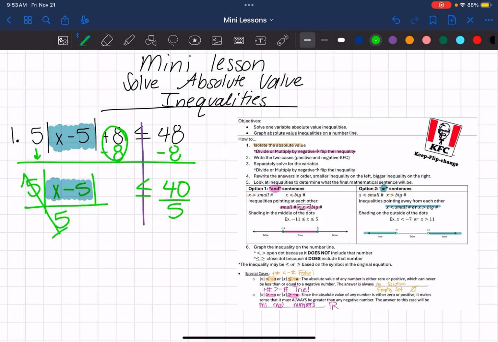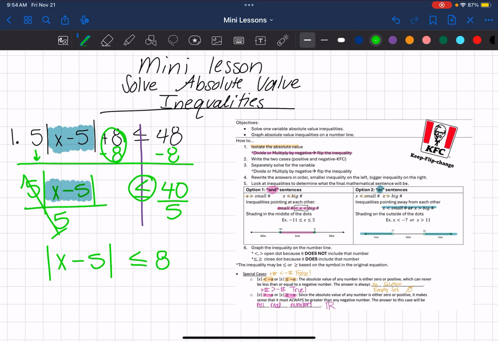Notice we do not touch what is inside of the absolute value. What is inside of the absolute value is protected. We do not touch that. So that part will drop down as is: absolute value of x minus 5. Now, we did not multiply or divide by a negative, so our inequality symbol will remain the same. And then 40 divided by 5 becomes 8.